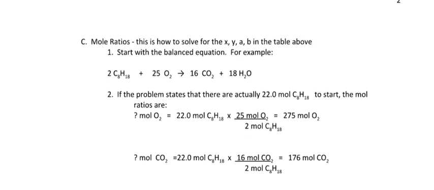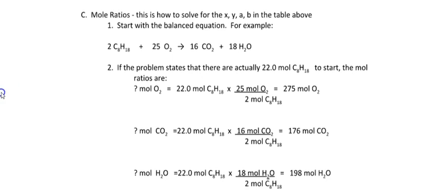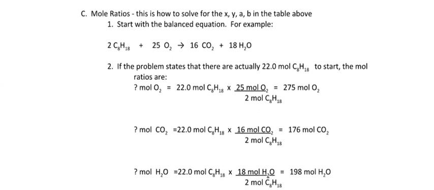So this section is actually talking about that mole ratio. So how do you solve for that C part of the BCA table, the change, okay? So the problem states that there's actually 22.0 moles of octane. Then how many moles of oxygen are you going to use? How many moles of carbon dioxide will you produce? How many moles of water will you produce?